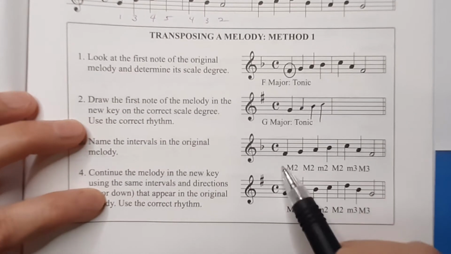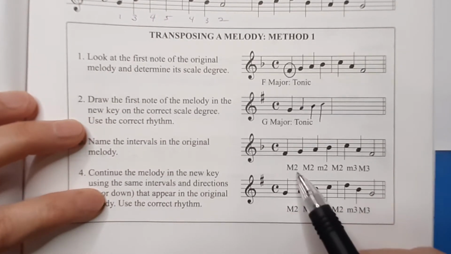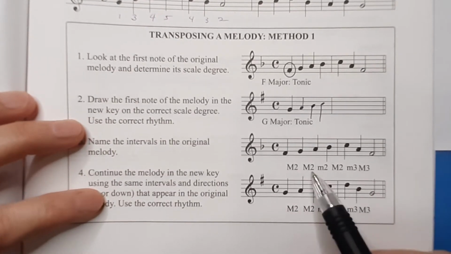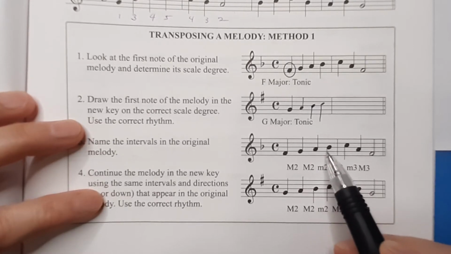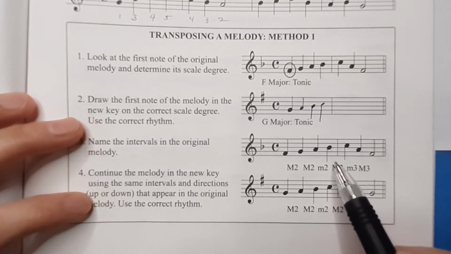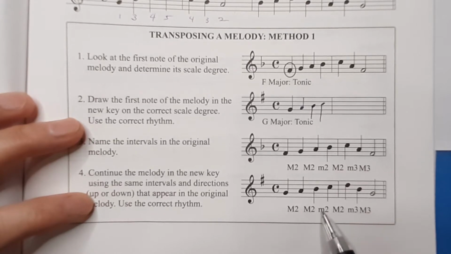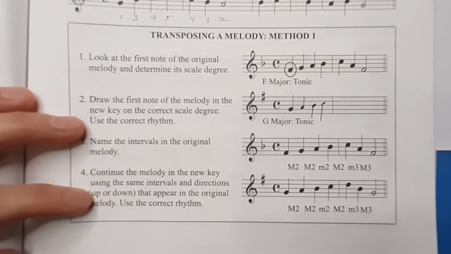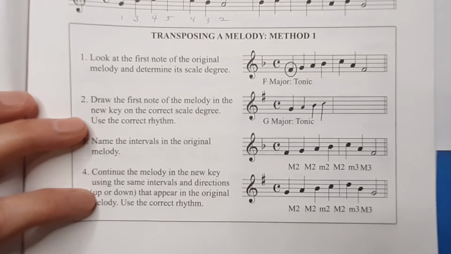Now, here. From here to here is a second, major second. From here to here is again major second. So you're going to keep the same pattern and same distance. Same thing in the key of G major too. Okay, that's what you call transposition. All right, let's do some exercise now.